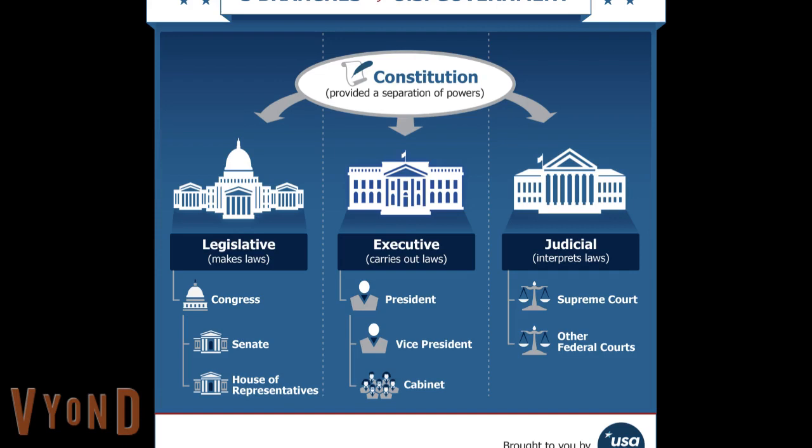The executive, which is the president and the cabinet, their job is to carry out the laws. And then we have the judicial branch, which interprets the law. So if Congress decides they want to build a dam, Congress allocates money for the dam, and it's the president's job to get that dam built. It might be the Interior Department that is going to build that dam.